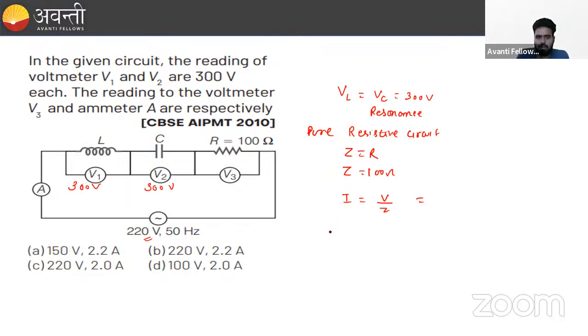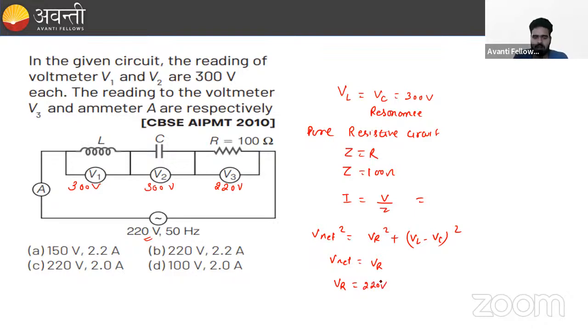If we apply the formula V net square equals VR square plus (VL minus VC) whole square, and we know that VL and VC are equal to each other, then V net equals VR. So the net voltage is again equal to VR, the voltage across the resistance. We can take the value of V3, which is 220 volt.